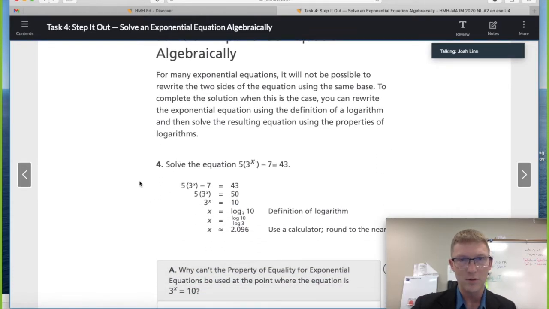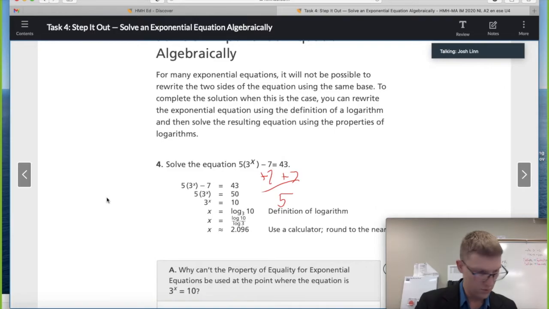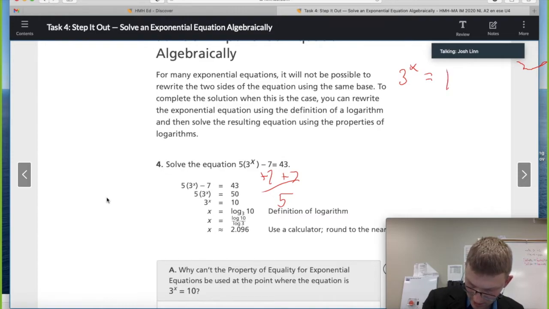This says solve the equation. We're going to do some basic algebra and get this term by itself first. We're going to add 7 to both sides, and then divide by 5. I'm just going to put that in my calculator: 43 plus 7 divided by 5. So now we have 3 raised to the power of x equals 10.